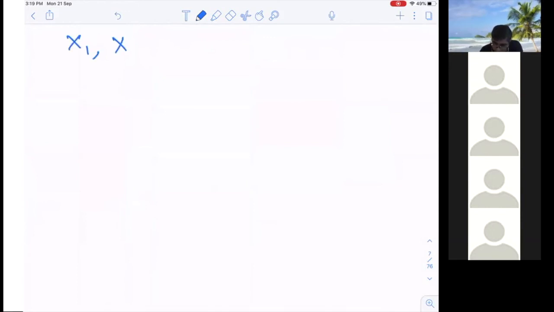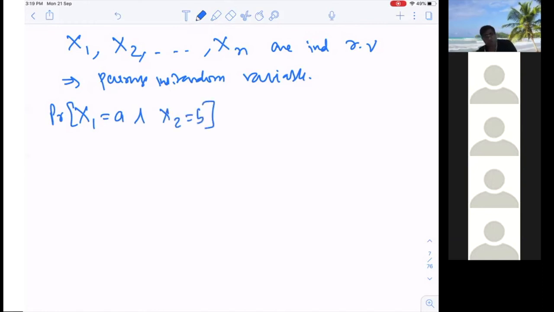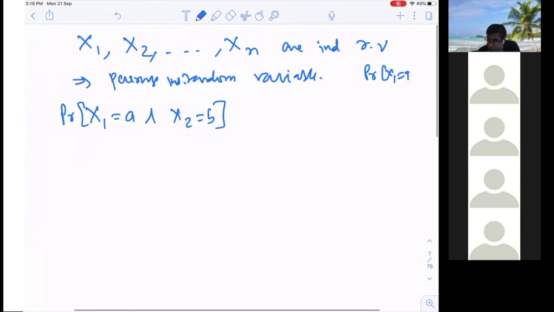This is why my course becomes much slower. Independent random variables imply pairwise independent variables. So you just fix x1, x2, it doesn't matter. I think it's good to see this once. I want to show that the probability that x1 takes a and x2 takes b is the probability x1 equal to a times the probability x2 equal to b. This is what I want to show.